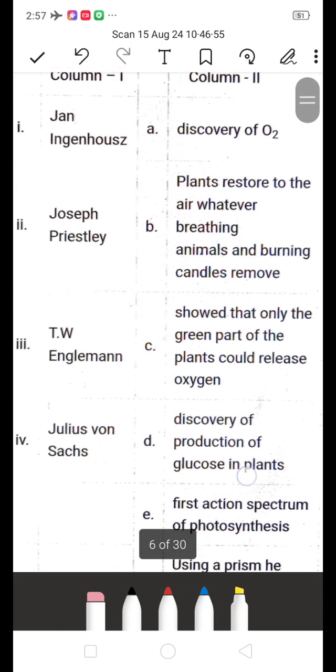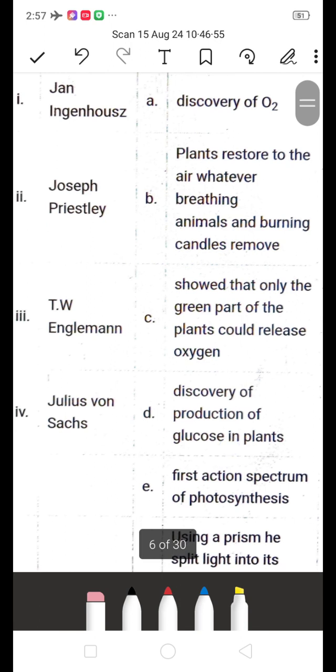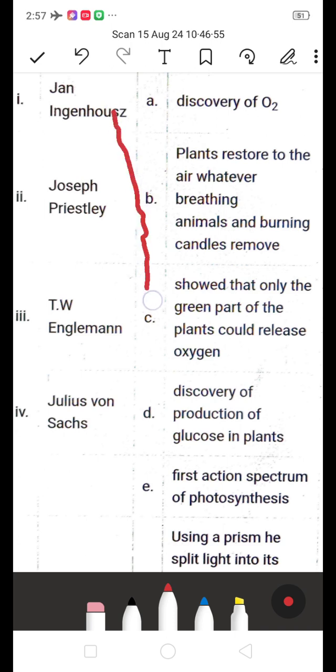So this is column 1, it matches to column 2, meaning the scientists who discovered these things should match. The answer is Jan Ingenhousz. Jan Ingenhousz showed that only the green part of the plant could release oxygen. This will be right. And 2, Joseph Priestley, he discovered oxygen.